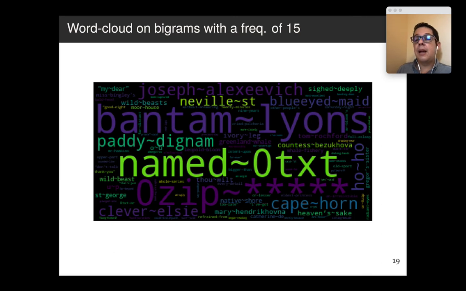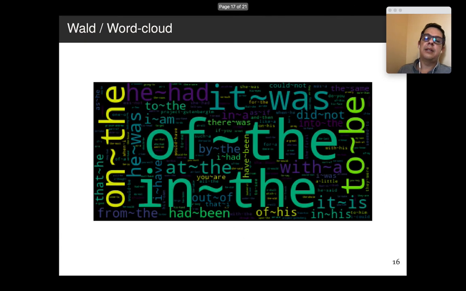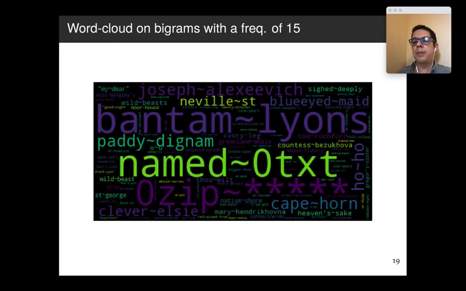So instead of doing the word cloud for all the frequencies, what if we only look at one frequency? For example, we are going to look only at the bigrams that appear 15 times. If we look at the bigrams that appear 15 times, we are going to see something like that. And this is more interesting. Of course, it is not perfect. It is far from perfect.